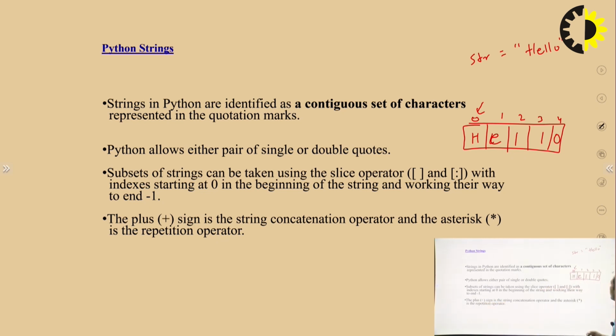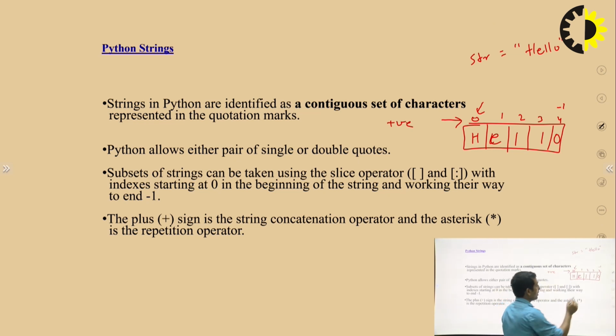Now what is minus 1? Here there is indexing that goes by minus 1. So there are two methods of indexing in Python. First is positive indexing. Now negative indexing: the last element is at negative index minus 1, then second last minus 2, then third last minus 3, then minus 4, and then minus 5.